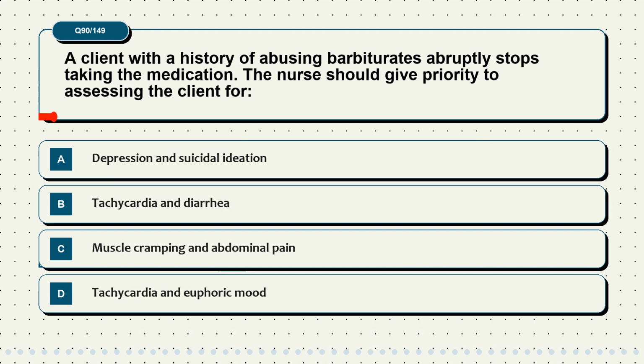Question 90. A client with a history of abusing barbiturates abruptly stops taking the medication. The nurse should give priority to assessing the client for. Here are the options. Option A. Depression and suicidal ideation. Option B. Tachycardia and diarrhea. Option C. Muscle cramping and abdominal pain. Option D. Tachycardia and euphoric mood.